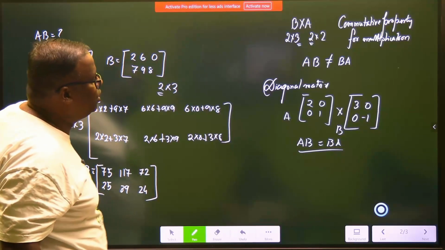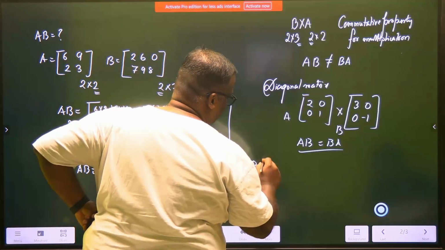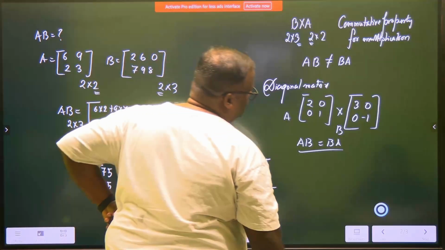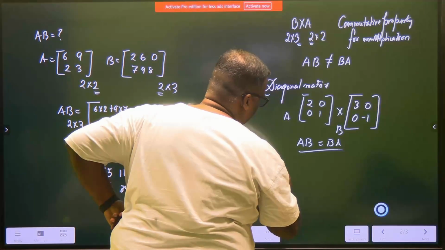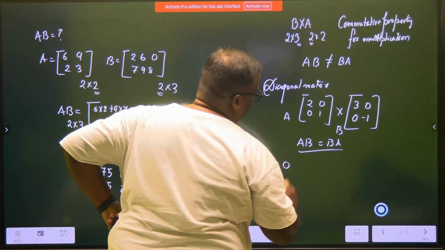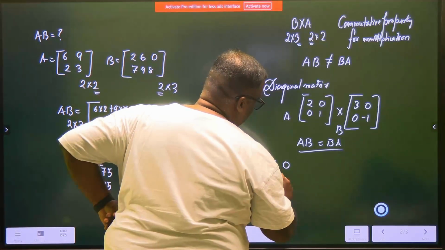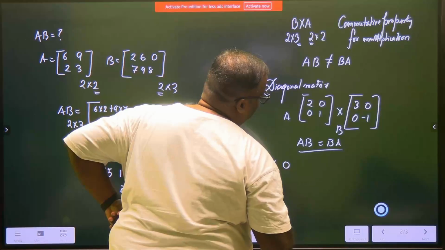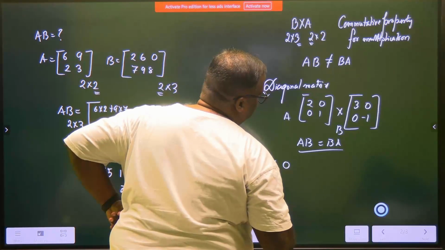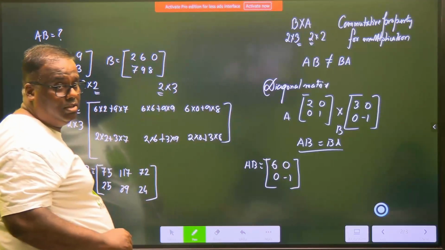How much did you get when you tried to do AB? 2 into 3 is 6 and 0 into 0 is 0, so it will give you a 6. 2 into 0 is 0, 0 into 1 is 0. And then 0 into 3 is 0 plus 1 into 0 is 0. And on the other side, what do you get? 0 into 0 is 0 and 1 into minus 1 is minus 1. So [6, 0, 0, minus 1]. Did you get that? Yeah.